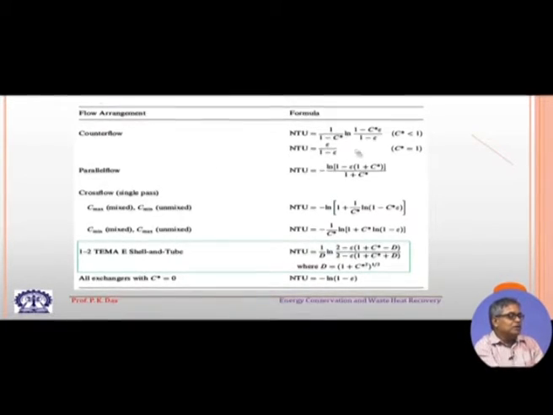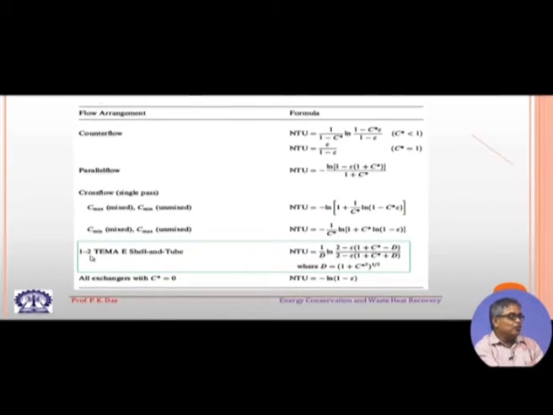Here I am showing some sort of a chart. There different kinds of flow arrangements are there. If we know this flow arrangement, let us say counter flow, then NTU and effectiveness are connected by this correlation. So, here you see basically the correlation is between NTU, C star and effectiveness, that is epsilon, for a particular type of heat exchanger.